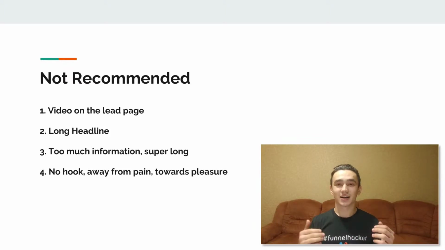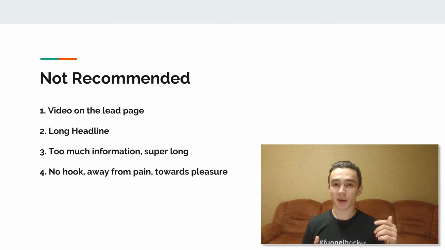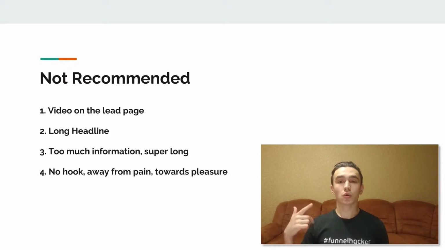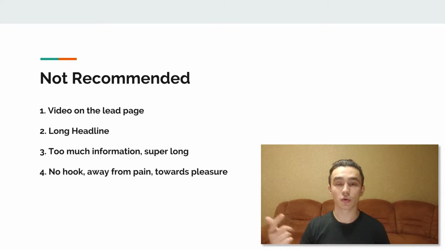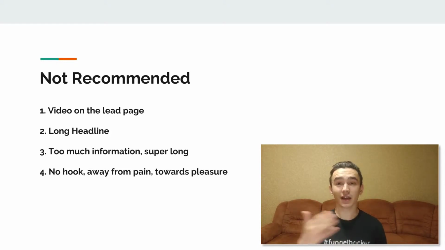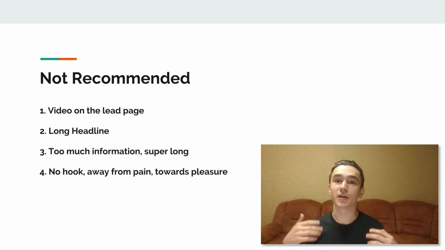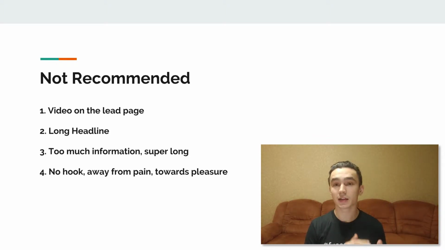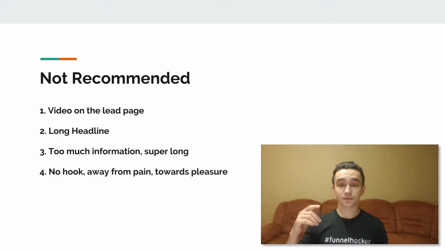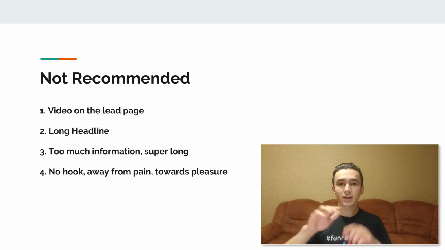I know, sounds somewhat weird, but away from pain, for example, somebody's trying to lose weight. So away from pain would be like, hey, get this one and you'll be able to finally lose those 40 pounds, those 10 pounds. That's taking them away from pain. And towards pleasure would be like, and you'll be able to enjoy the time with your kids. That's towards pleasure.